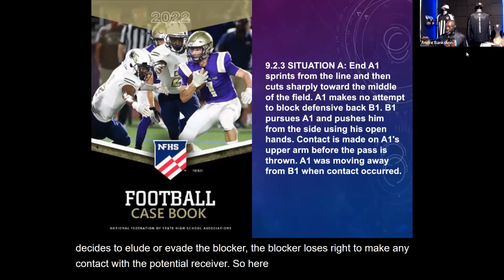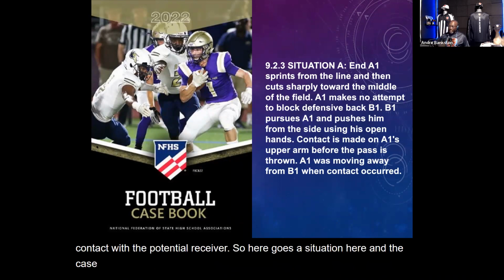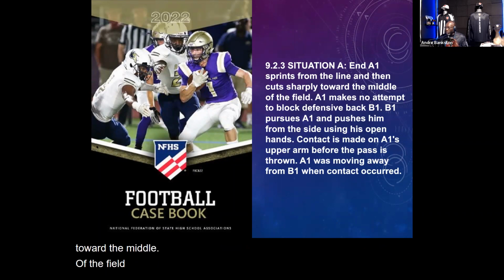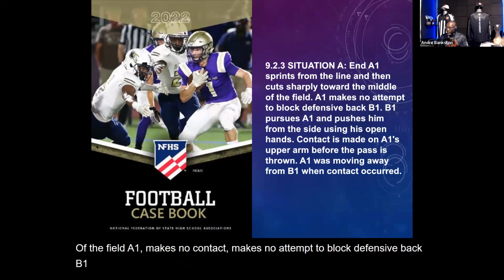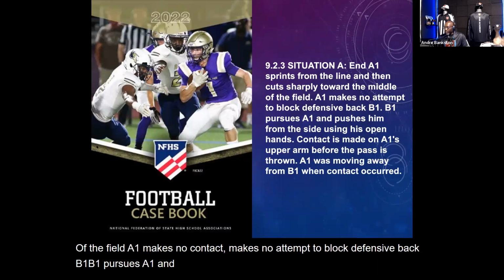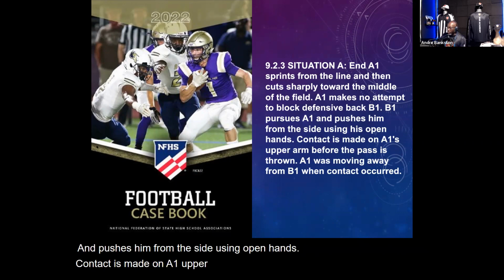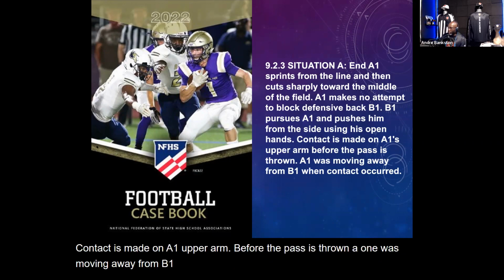So here goes a situation in the case book that illustrates this point. A1 sprints from the line and then cuts sharply toward the middle of the field. A1 makes no attempt to block defensive back B1. B1 pursues A1 and pushes him from the side using open hands. Contact is made on A1's upper arm before the pass is thrown. A1 was moving away from B1 when the contact occurred.